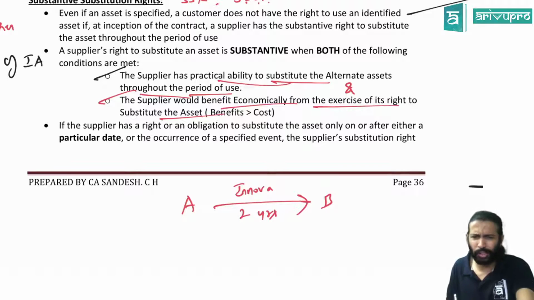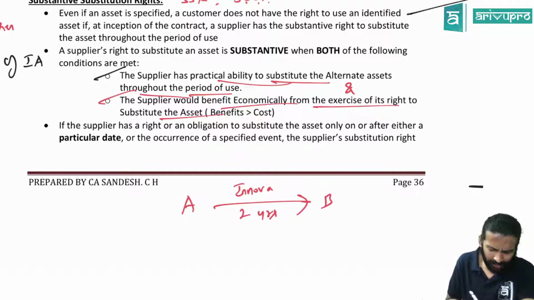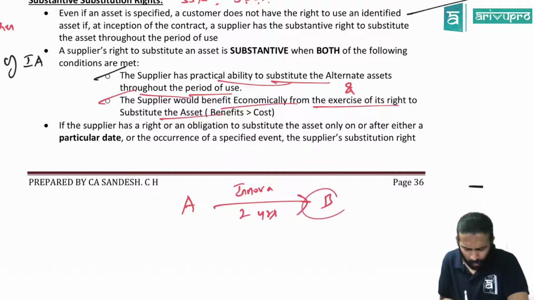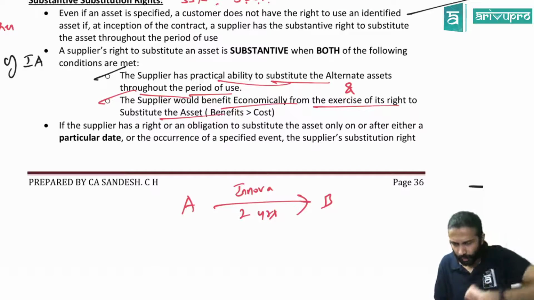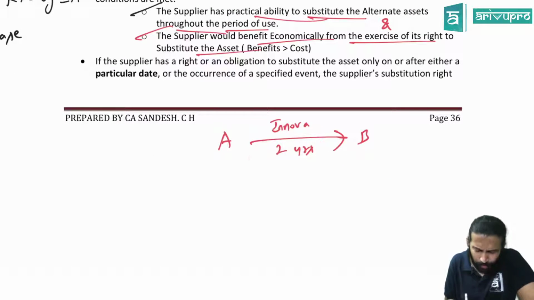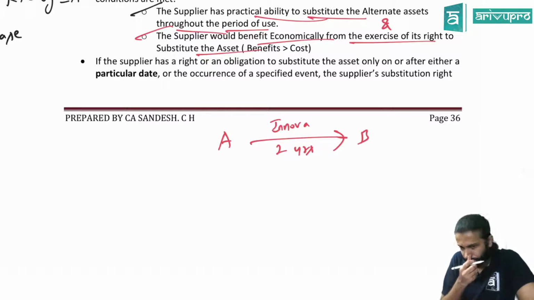B Limited has only one Innova car. Hence, he can't substitute. Yes or no? Because if he substitutes, A Limited will get very furious, because he asked for an Innova. You can't send any other car. And since B has only one Innova, he can't substitute it. So B has no SSR in that case. But A Limited also said, if by chance the car breaks down, then you have to replace it. Can that replacement option be considered as the supplier's SSR?